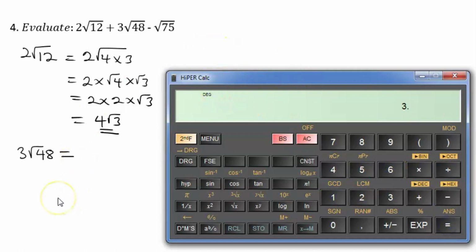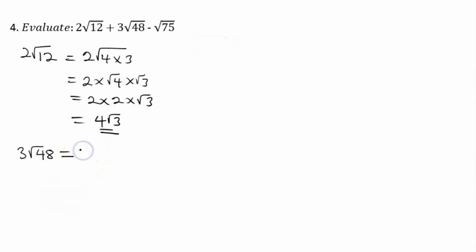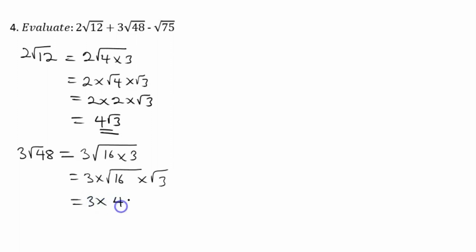So I will say this is going to give me 3 square root of 16 times 3. You see, this is how you keep on doing this. So we have 3 multiplied by the square root of 16 multiplied by the square root of 3. That's 3 times 4 times root 3, which is 12 root 3.